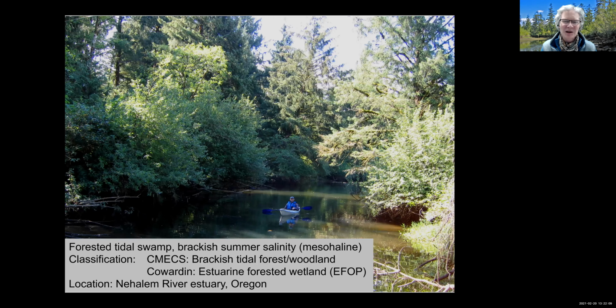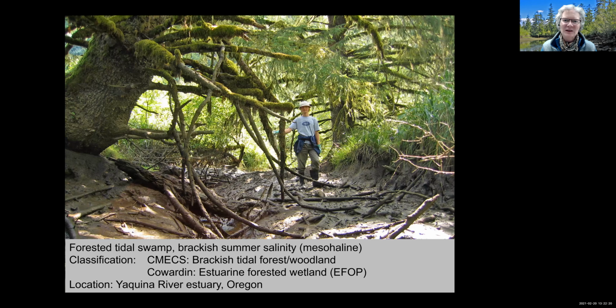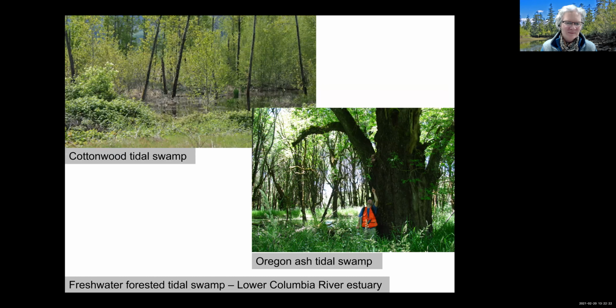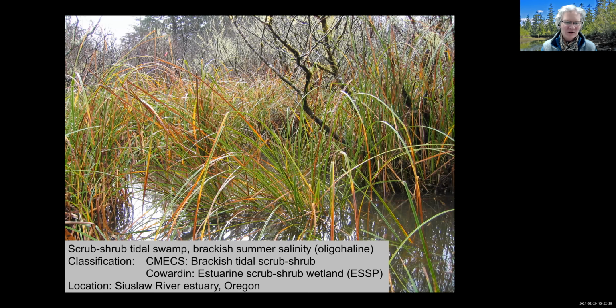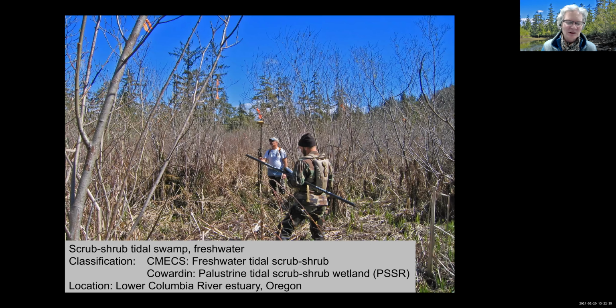I'm going to show you just a couple more pictures of tidal swamps because they're not as familiar to a lot of people. This is a brackish Sitka spruce tidal swamp in the Nehalem, another in the Yaquina, and some freshwater tidal swamps, cottonwood and ash in the Columbia River. Here are some shrub swamps in the Siuslaw. This one's low brackish, and then a freshwater tidal swamp in the Columbia system.